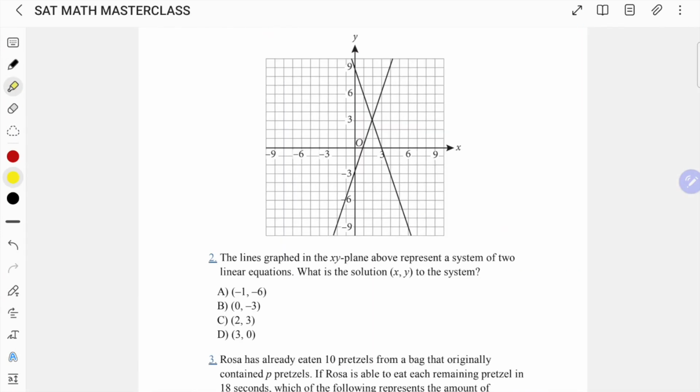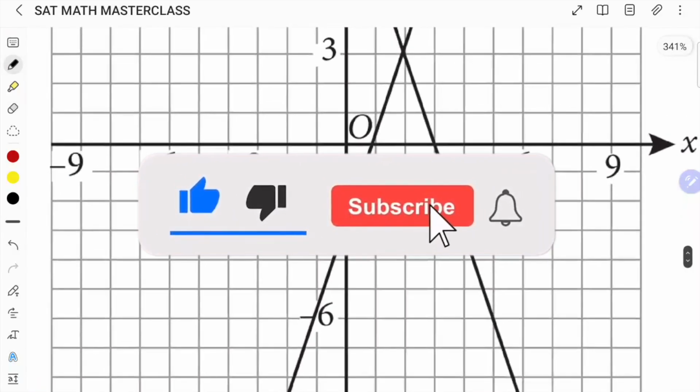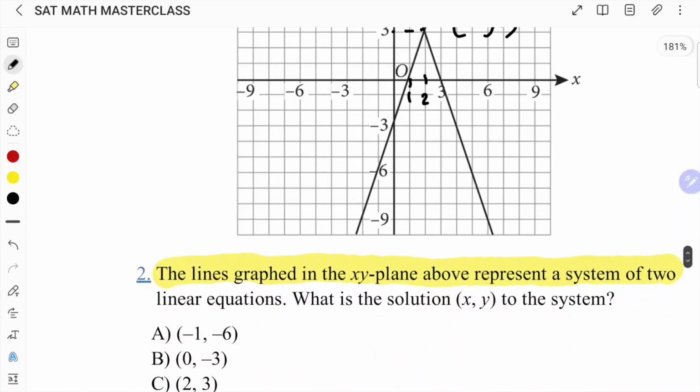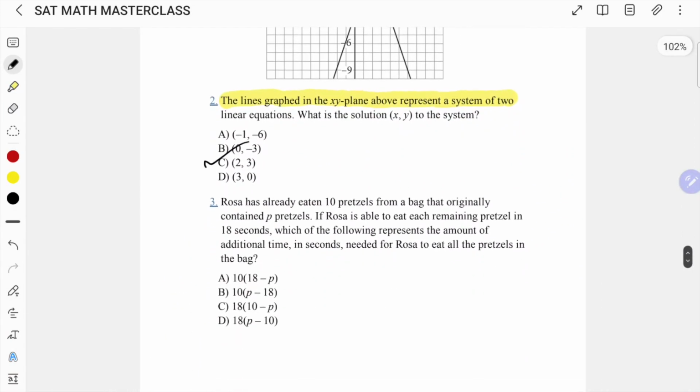Alright, now in the second question, they're asking: lines of the graph in the xy plane above represent a system of two linear equations. What is the solution x comma y? Now we can see in this graph there are two lines which are intersecting. They intersect at x equals 2 and y equals 3. So it intersects at 2, 3. Do we have 2, 3? Yes, we do. So it will be option C, 2, 3.